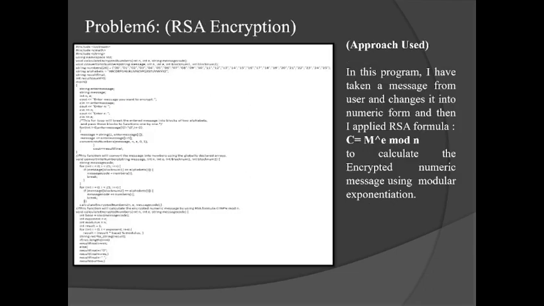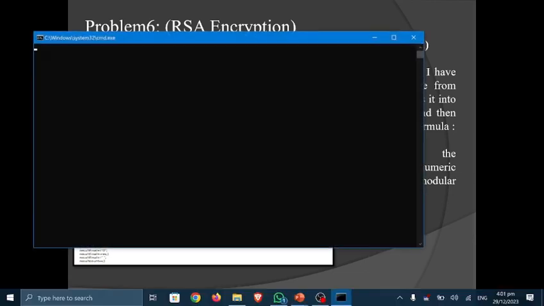Now I will move to problem 6, which is RSA encryption. In this program, I have taken a message from the user and also the encryption key from the user, and changed the message into numeric form by applying the RSA formula C equals m power e mod n. To calculate this formula, I have used modular exponentiation.